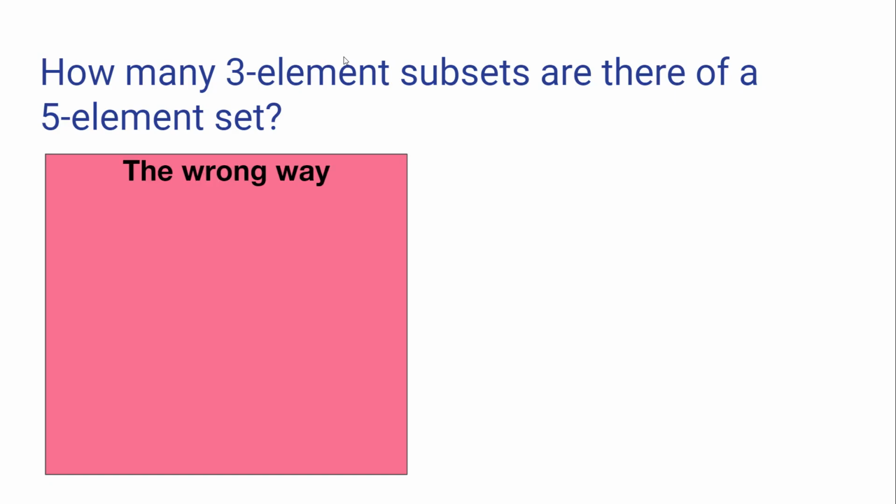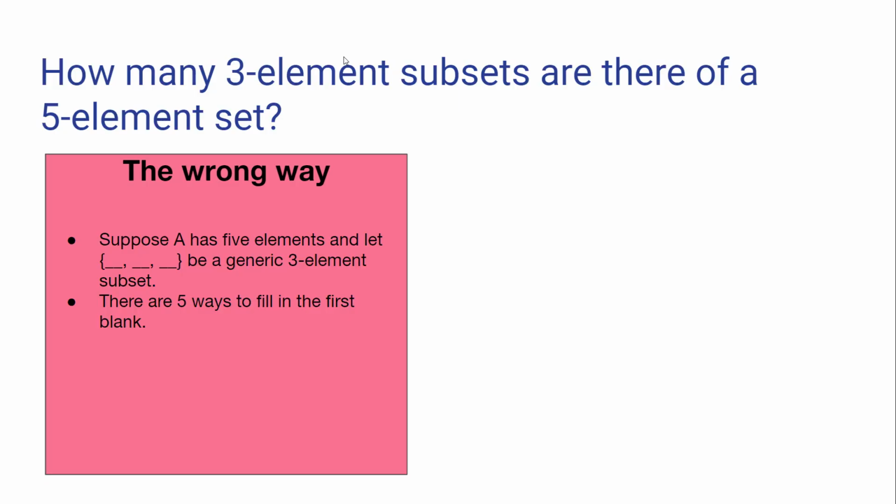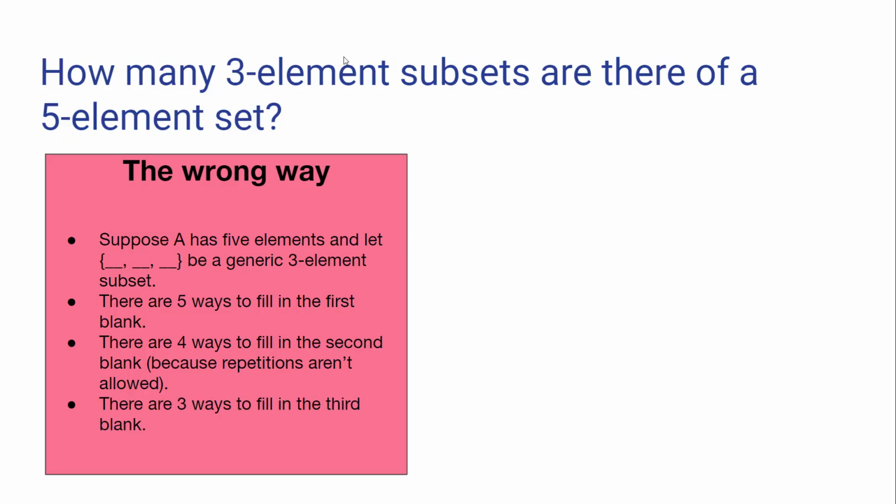We begin by creating a generic 3-element subset and leave 3 blanks where the elements should go. Since there are 5 elements in the main set, there are 5 ways to fill the first blank, then 4 ways to fill the second blank because repetitions aren't allowed in sets, then 3 ways to fill the third one. Since that's a sequence of tasks, we multiply 5 times 4 times 3 to get 60 possible ways to form those sets. This sounds good at first because it's a similar counting process to how we counted the number of subsets of a set total and the number of n-bit strings in the first video, but it's wrong on 2 counts.